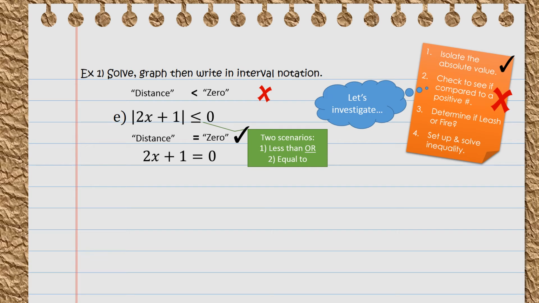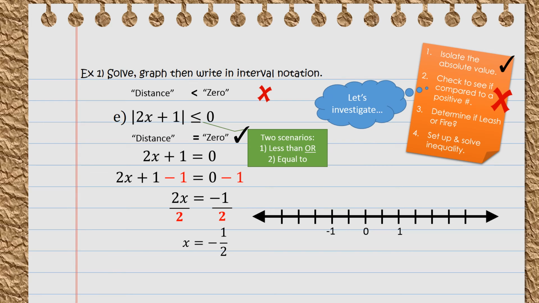If distance equals 0, it means we have 2x plus 1 equals 0. And so to solve for x, our first step would be to subtract 1 on both sides, which gives us 2x equals negative 1. To undo multiplying by 2, we need to divide both sides by 2, which gives you x equals negative 1/2. That is your one and only solution.